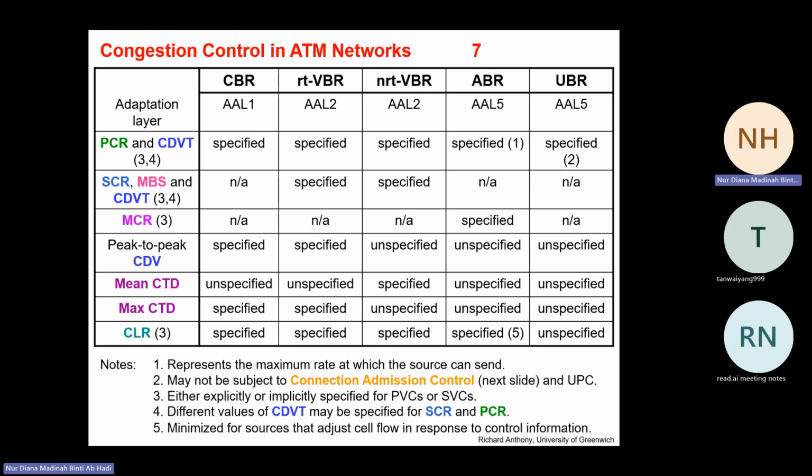So take note that number one will represent the maximum rate at which your sources can send. That may not be subject to your connection admission control, which we will cover later, and also your UPC, either explicit or implicit, specified for your PVCs or SVCs. Different values of CDVT may be specified for the SCR and PCR, minimized for sources that adjust cell flow in response to control information.